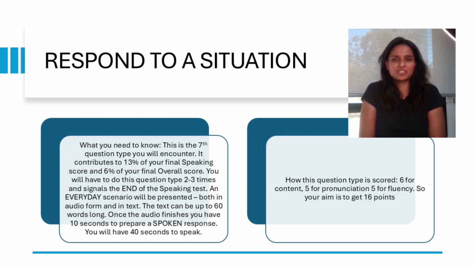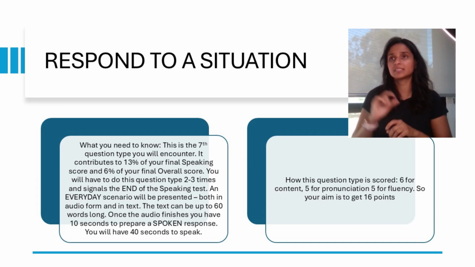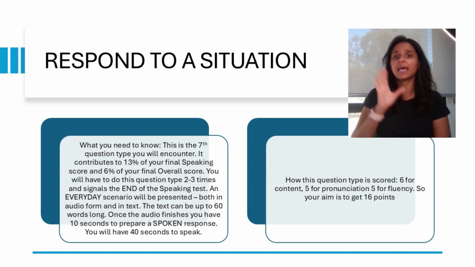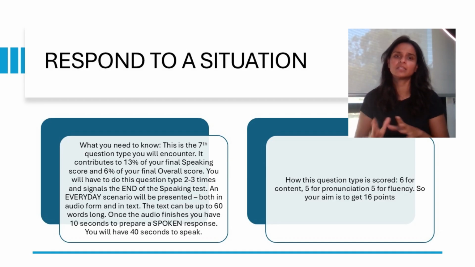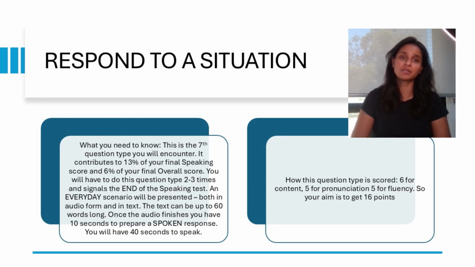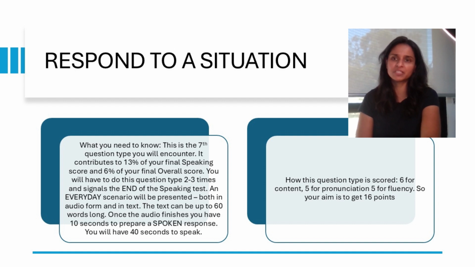And it is the best question type. There is a tutorial for this and it is very valid. It's my favorite tute because I really love the respond to a situation question, because an everyday scenario will be presented, both in audio form and in text. This text can be up to 60 words long. Once the audio finishes, you have 10 seconds to prepare a spoken response. You will have 40 seconds to speak. Once again, we are going 655, so content is king. 6 for content, 5 for pronunciation, and 5 for fluency. Your aim is to get 16. Now, how do we do the respond to a situation question?